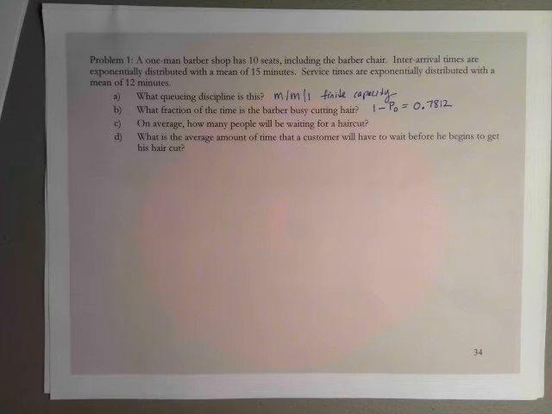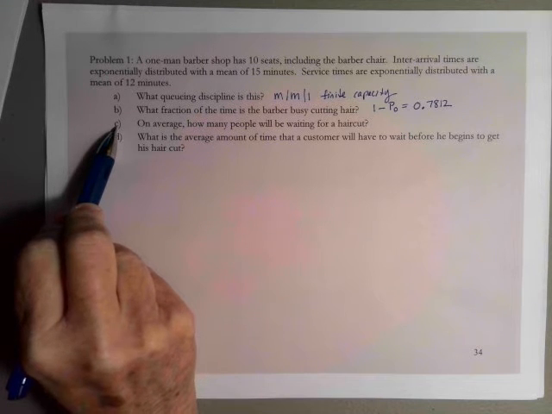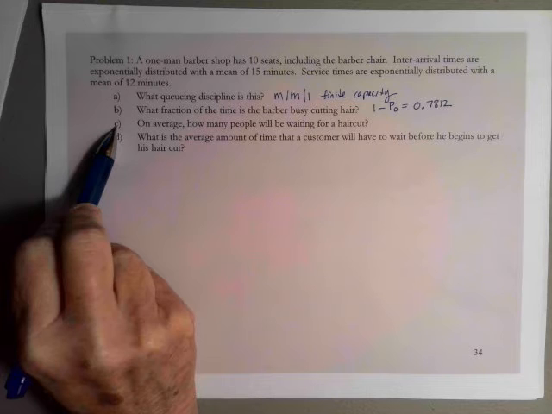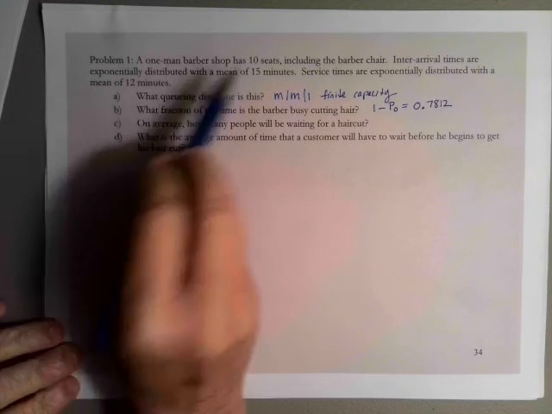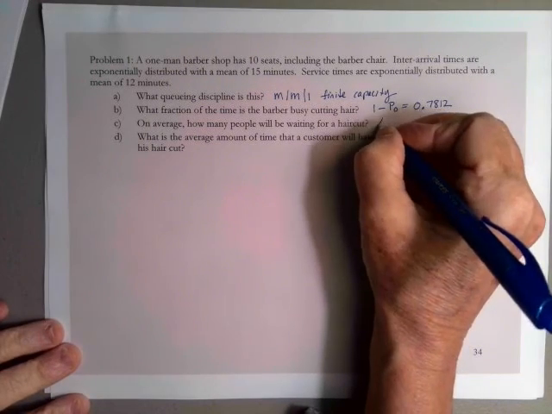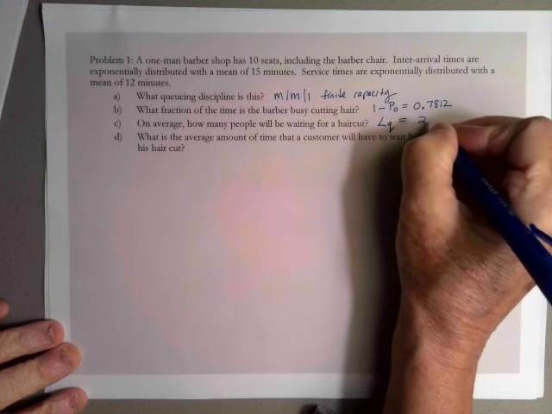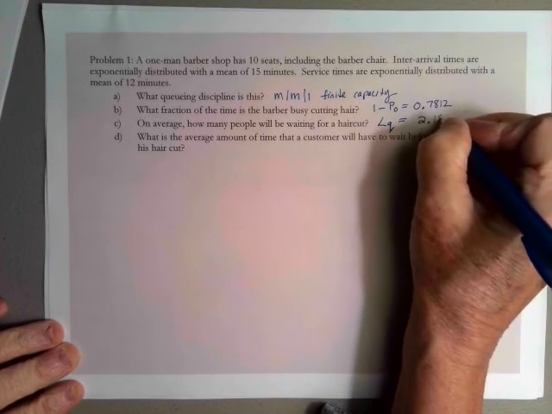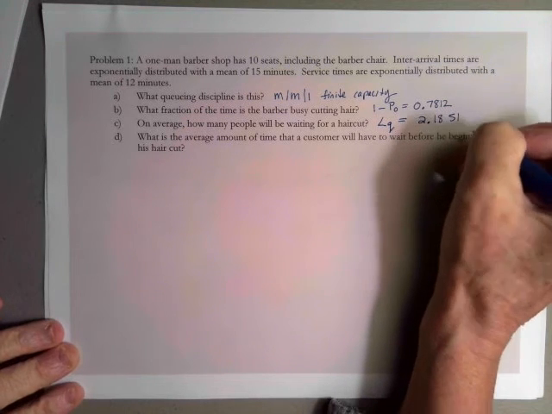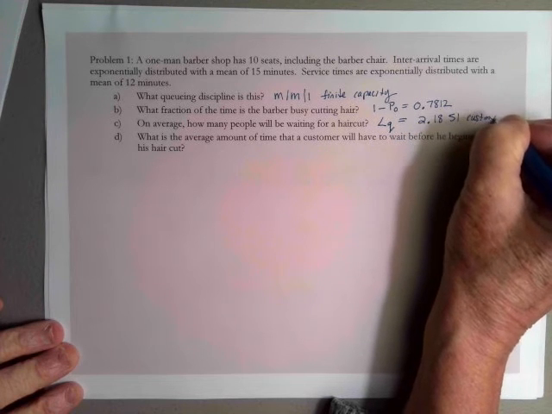On average, how many people will be waiting for a haircut? And here, just for this one, use that website that I suggested so you don't make any mistakes. Mostly what I want you to know from this is what lambda and mu are. What they just asked me for was the average queue length, and if you run that, you should get 2.1851, and that would be customers. I like the units there.